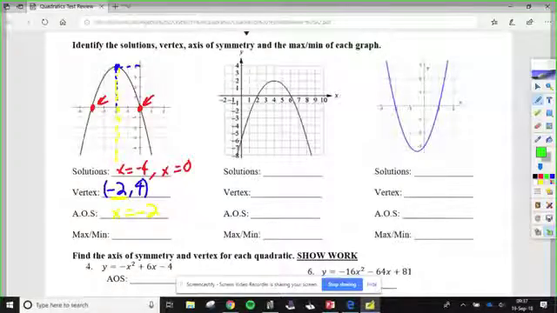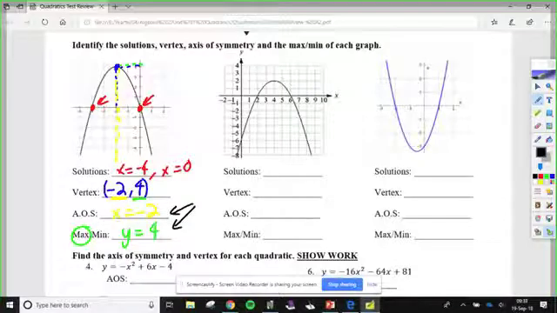And our max or min, our highest point, is up here at 4 on our y-axis. That's our max because it's the highest, and it's at y equals 4. So our max or min is always the y value of our vertex. You'll see that those match every time. Essentially, this is your vertex, just broken up into individual parts.